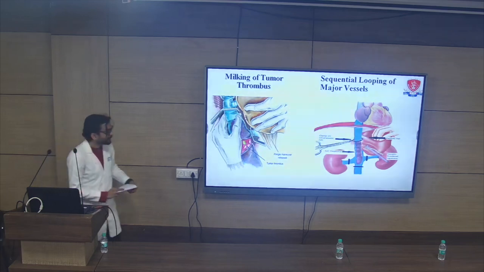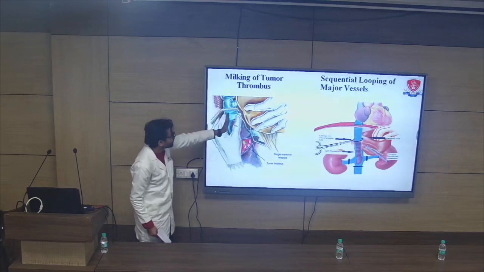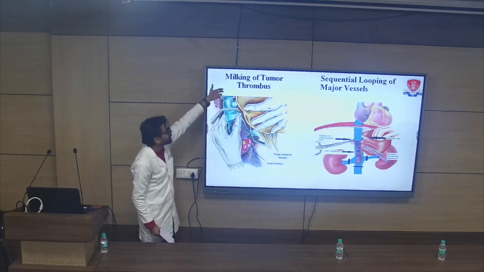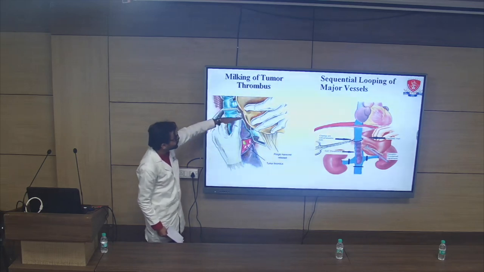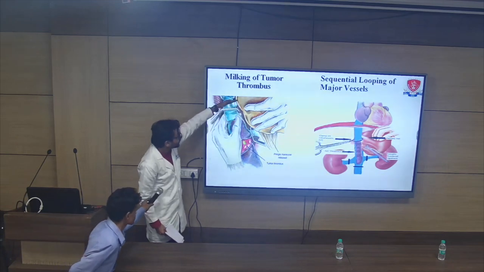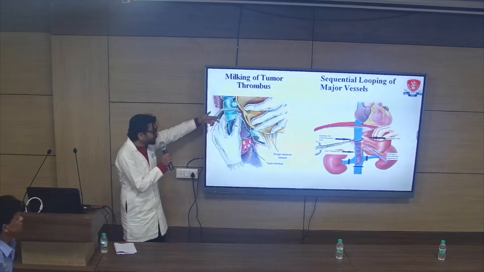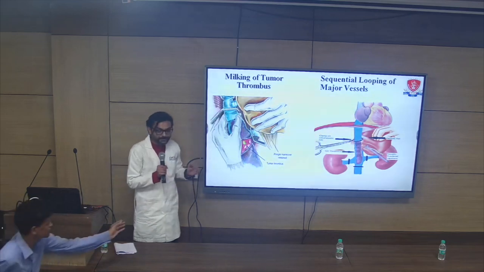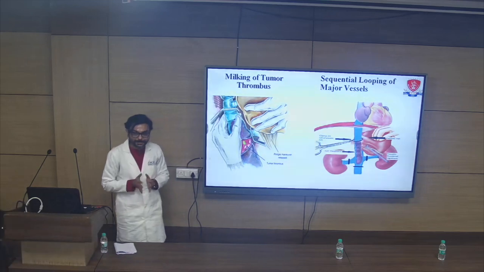This is a representative image. This is the right hepatic vein. This is the IVC. Due to the mobilization, we did a milking maneuver of the thrombus. By milking this, we are able to get the superior border of the tumor thrombus below the right hepatic vein. So just below the right hepatic vein, the clamp was applied. By doing this maneuver, the decision was that there is no need for an intraoperative cardiac bypass system.